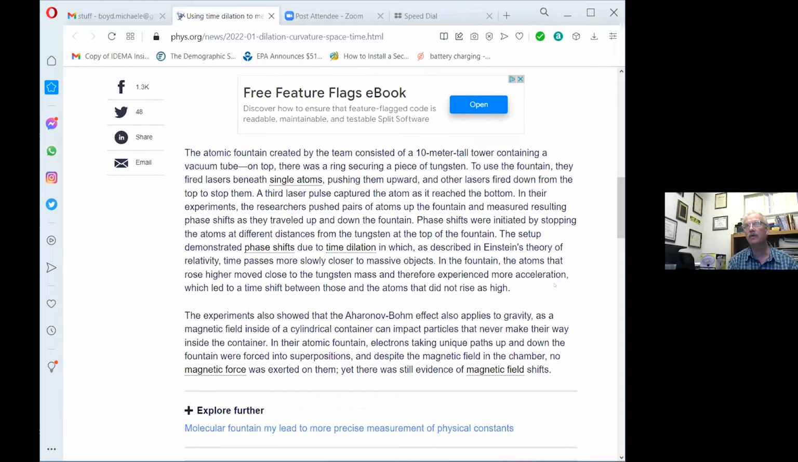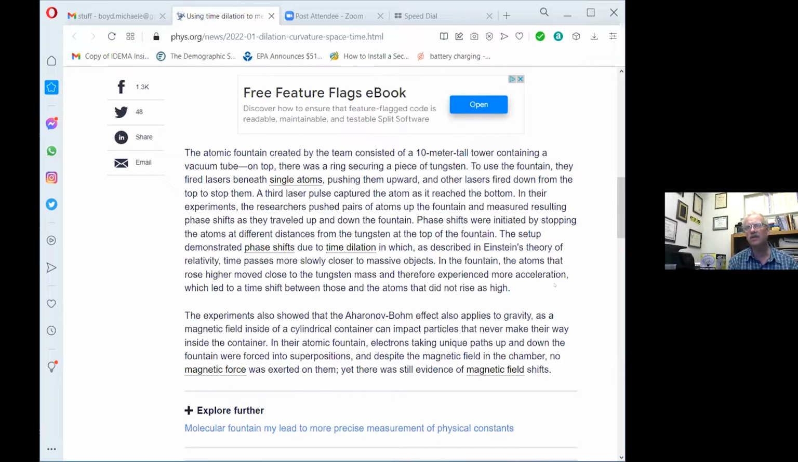A third laser pulse captured the atom as it reached the bottom. In their experiment, the researchers pushed the pairs of atoms up the fountain and measured resulting phase shifts as they traveled up and down the fountain. Phase shifts were initiated by stopping the atoms at different distances from the tungsten at the top of the fountain. The setup demonstrated phase shifts due to time dilation, which, as described in Einstein's theory of relativity, means time passes more slowly closer to massive objects. In the fountain, the atoms that rose higher moved closer to the tungsten mass and therefore experienced more acceleration, which led to a time shift between those and the atoms that did not rise as high.